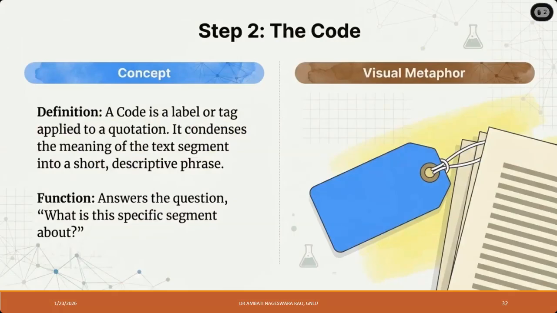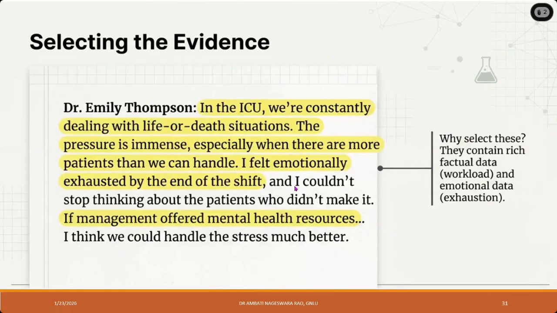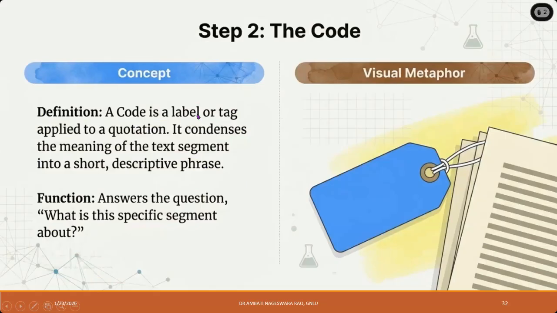A code is a label or a tag applied to a quotation. For example, here I'm reading one sentence. After reading this entire sentence, I'm going to attach a particular label or tag. It condenses the meaning of the text segment into a short, descriptive phrase. It can be one word or more than one word.